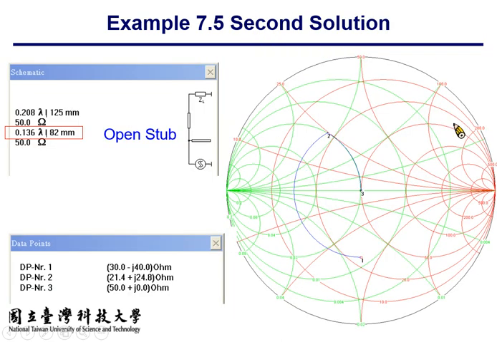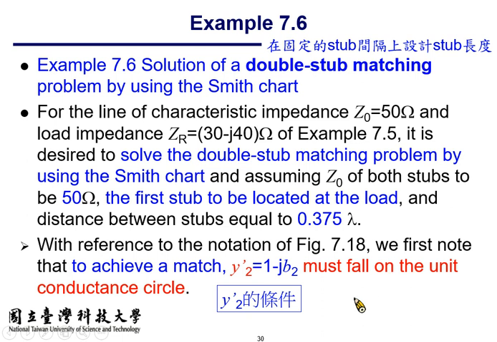And now let's try to play with the next example, example 7.6, the so-called double stub matching. So we will, again, use the Smith chart tool to perform double stub matching. As the name suggests, in the double stub matching design, you will have two short stubs.